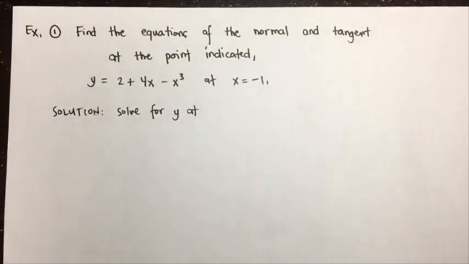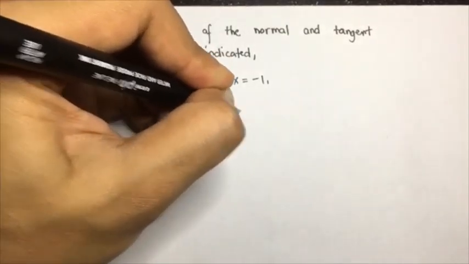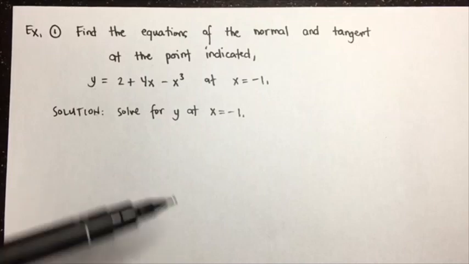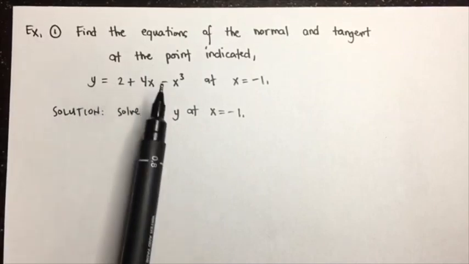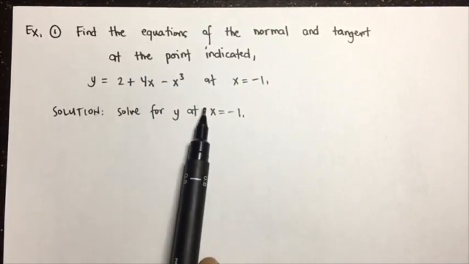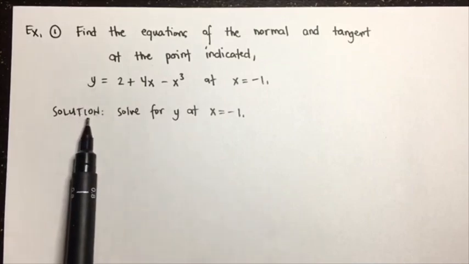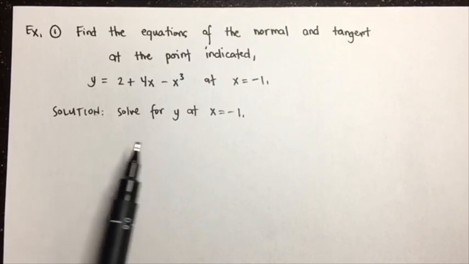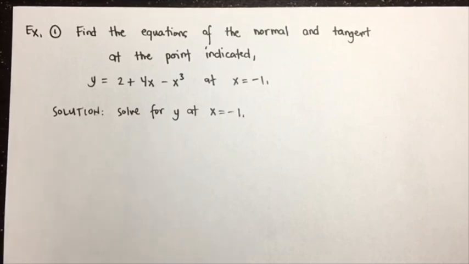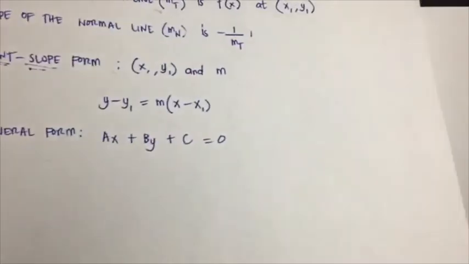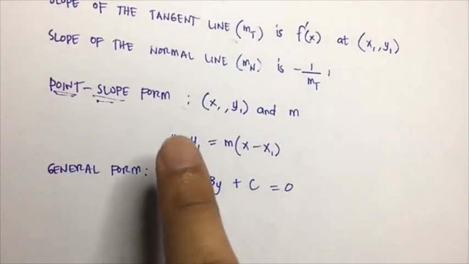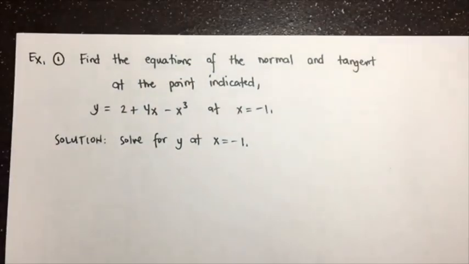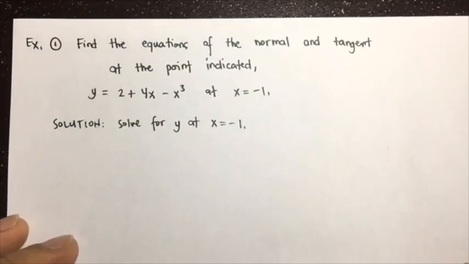Okay, at x is equal to negative 1. Because, as you can see, we will be using the point slope form to solve for the line, and the point should have a y coordinate. Remember the formula for the point slope form, it should have y1 and then x1. So we need to solve for y.